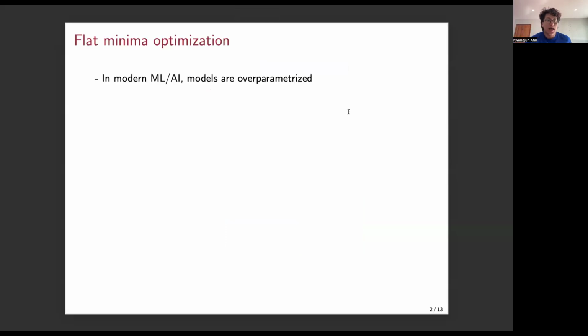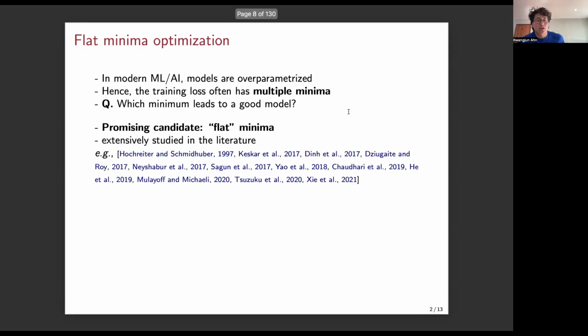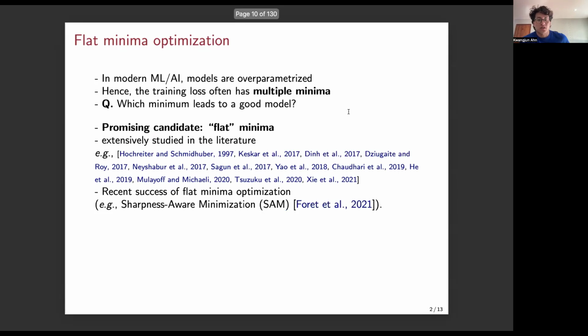In modern machine learning and AI, models are often over-parameterized, which means that the training loss has multiple minima. So here the central question is, which minimum leads to a good generalization, or a good model? One promising candidate to tackle this question is flat minima, extensively studied in the literature and gaining a resurgence of interest due to the recent success of flat minima optimization, such as sharpness-aware minimization. So I'll talk about all of this throughout the presentation.